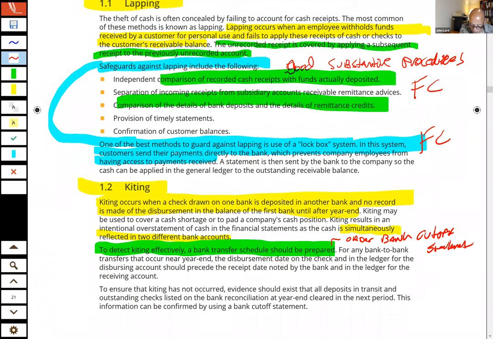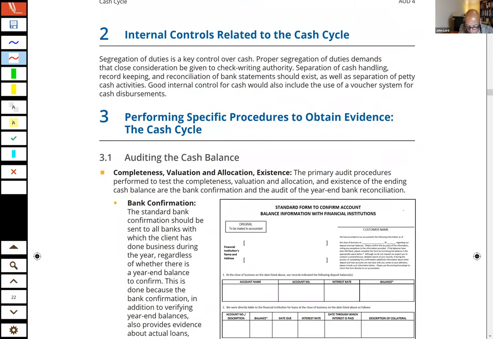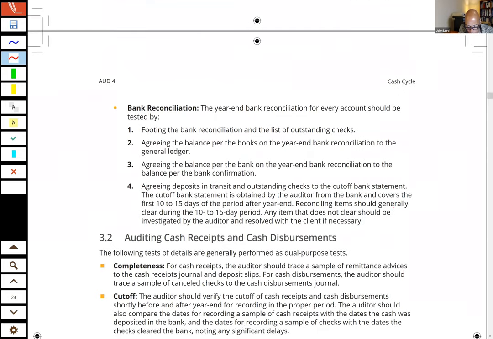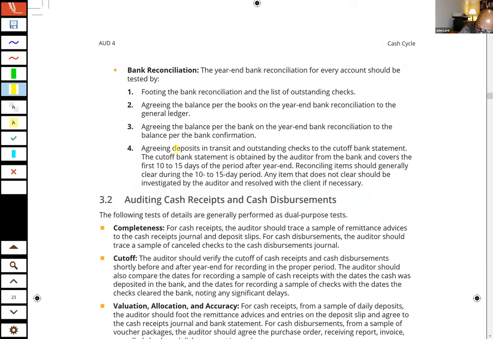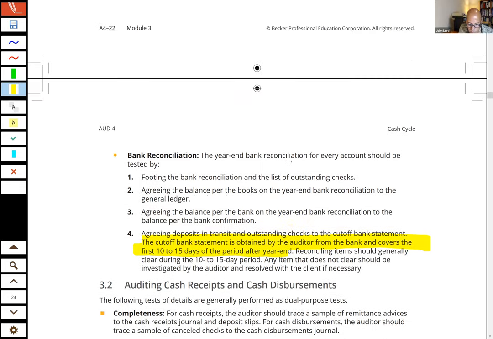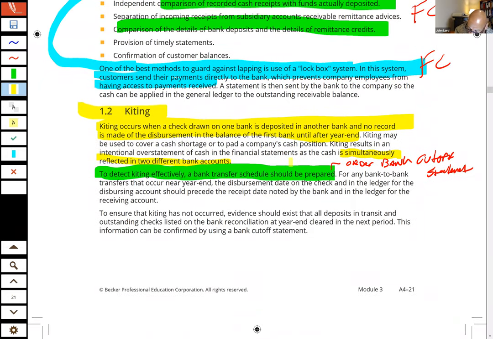So just to help us to understand what they're telling us to do here, let's go to the next page, okay? And let's come down to this item number four right here under bank reconciliation. And just let's take a look. The bank cutoff statement is obtained by the auditor from the bank and covers the first 10 to 15 days of the period after year end. So what we're doing with this bank cutoff statement is we're getting it directly from the bank, and it's going to list those deposits that were in transit. And from that, we're also going to be able to list outstanding checks, but it will also list the deposits that were in transit.